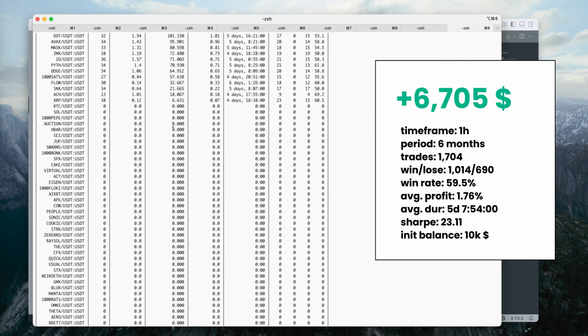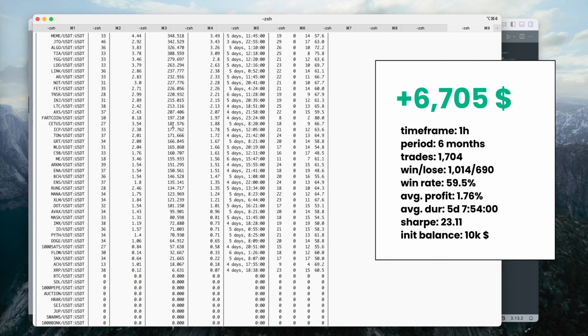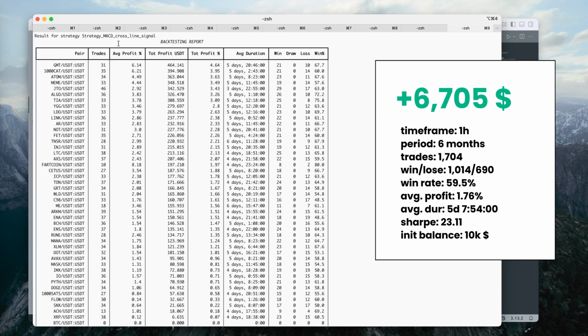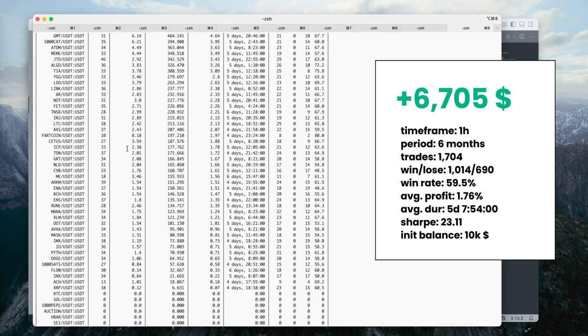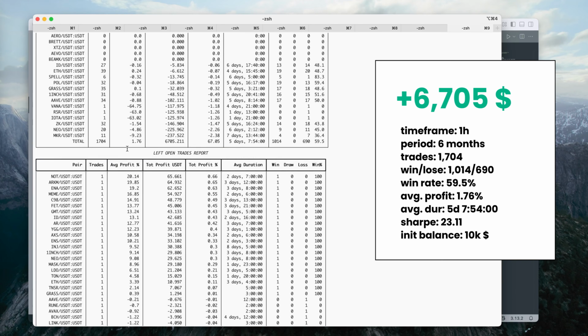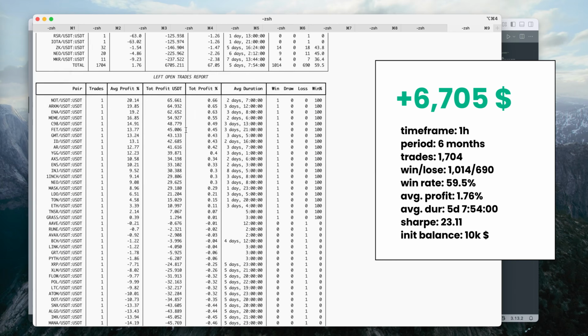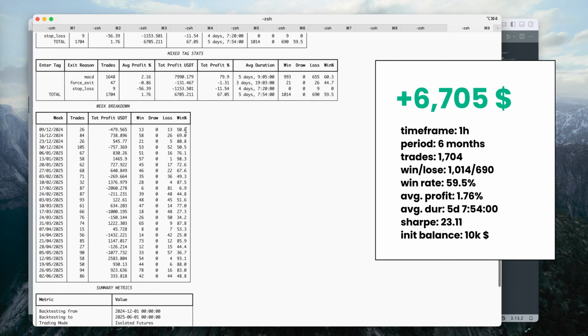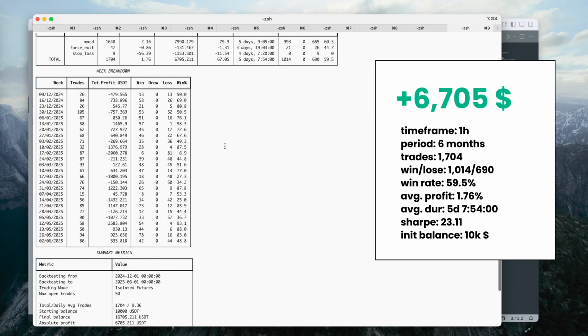Let's check the most profitable pairs. These are the most profitable pairs, much more than the negative ones. These are the negative pairs. Okay, let's check the breakdowns. We can see that most of the weeks have positive results, so maybe in some way, yeah, we can use this time frame for this MACD strategy.